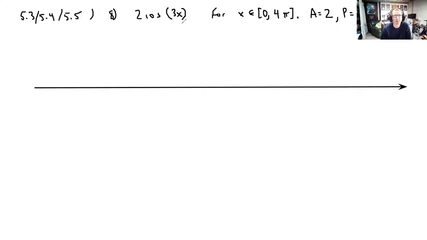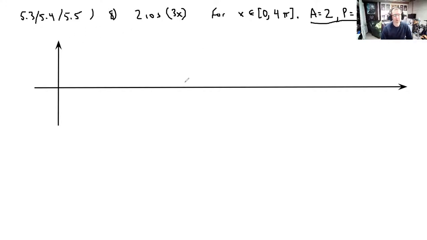Okay? So this right here gives us a very fast way of graphing this function. And there's a little bit that we might need to sort of adjust, but it's a really, really speedy way. So let me show you that.